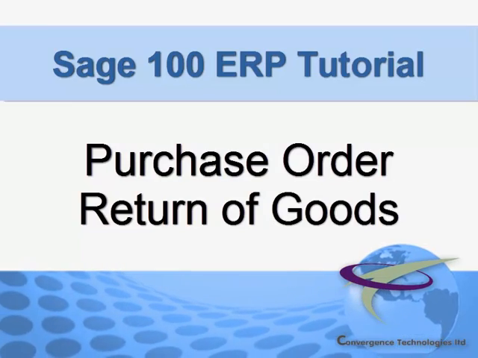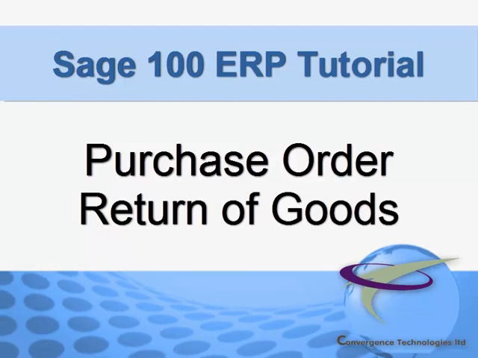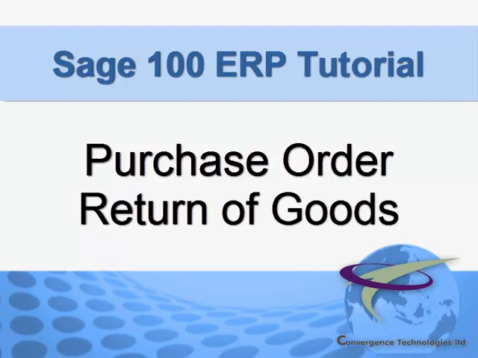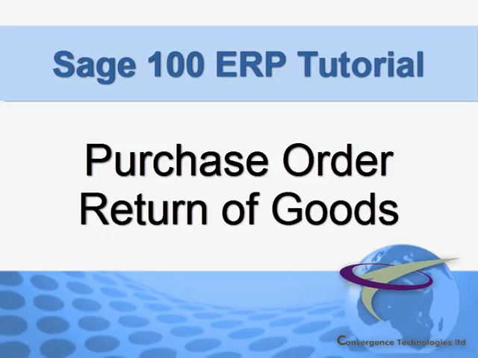The Sage 100 ERP Return of Goods feature makes it easy to track and manage vendor returns, replacement orders, and credit memos. In this tutorial, we'll walk through two examples of how to process return of goods to a vendor.